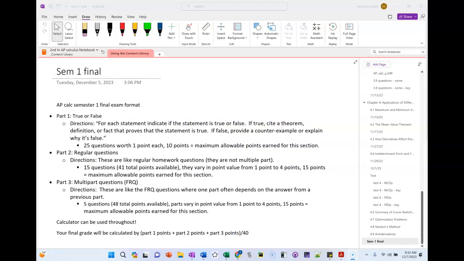And the multi-part questions are going to be like the free response questions we've seen on the test or in the practices that we've done. Yeah, I mean it's kind of everything, but I would spend less time.